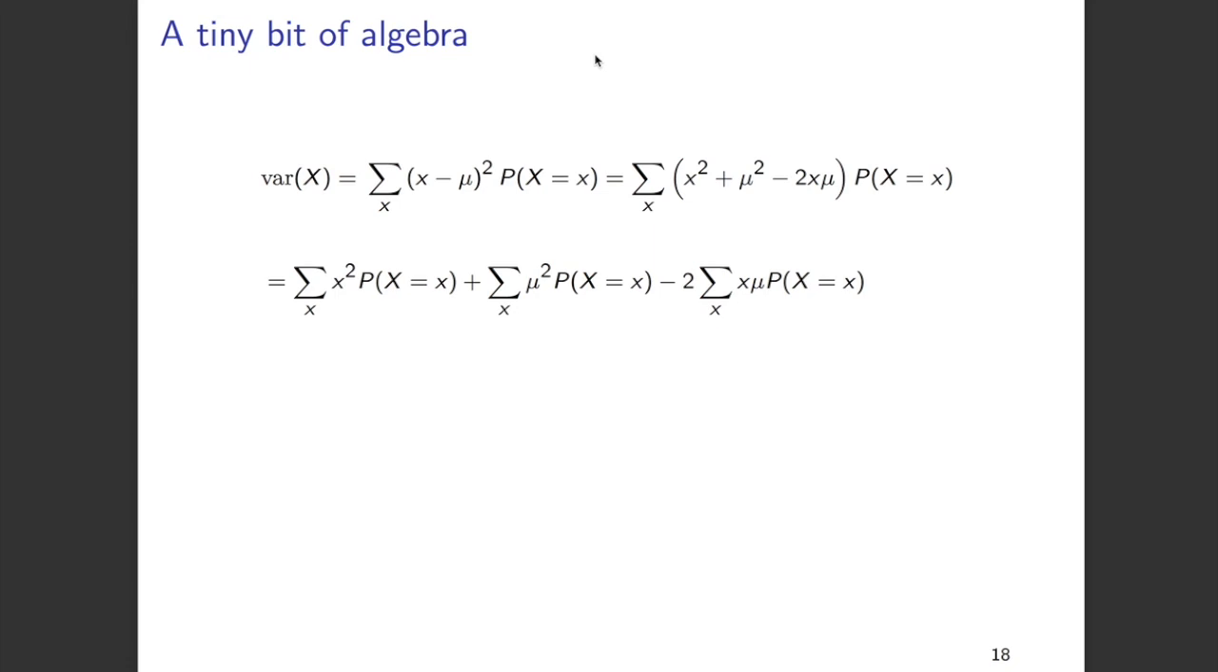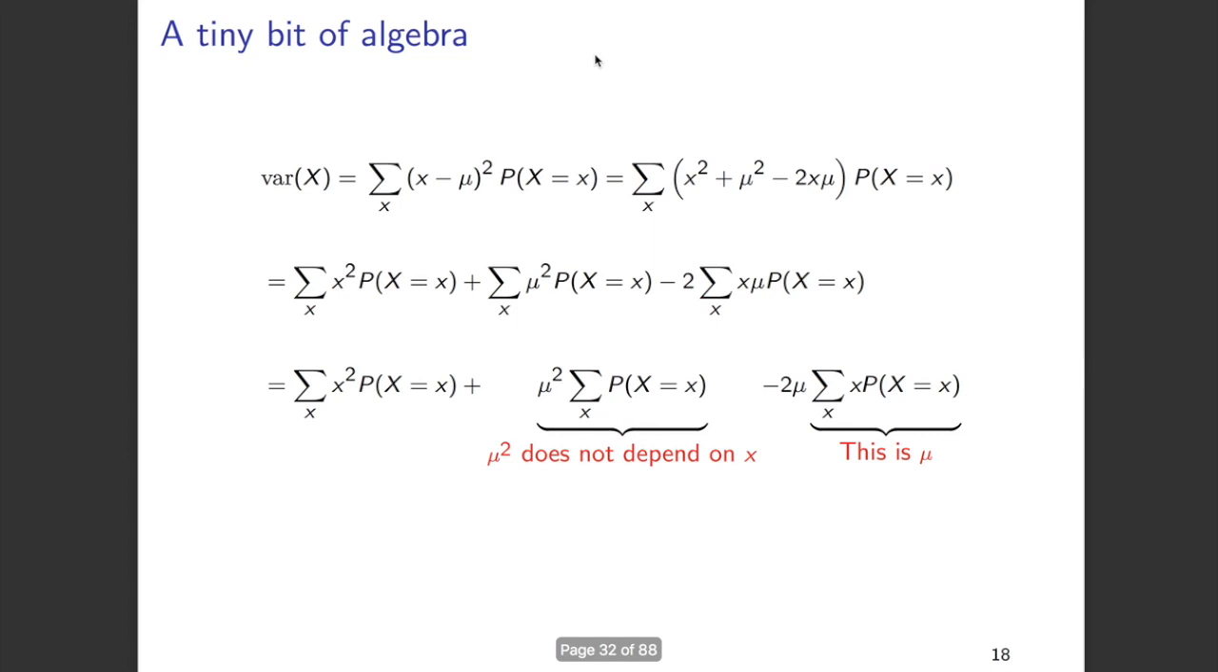So the first term is going to be x squared, probability of capital X equals small x, summation over x. The next term is mu squared, probability of capital X equal to small x. Once again, the summation is over x. And the third term is minus 2 x mu, probability of X equals x. The summation is again over small x. Now the interesting thing to note here is the first term, which is x squared, probability of X equals x. That is nothing but expectation of the random variable X squared.